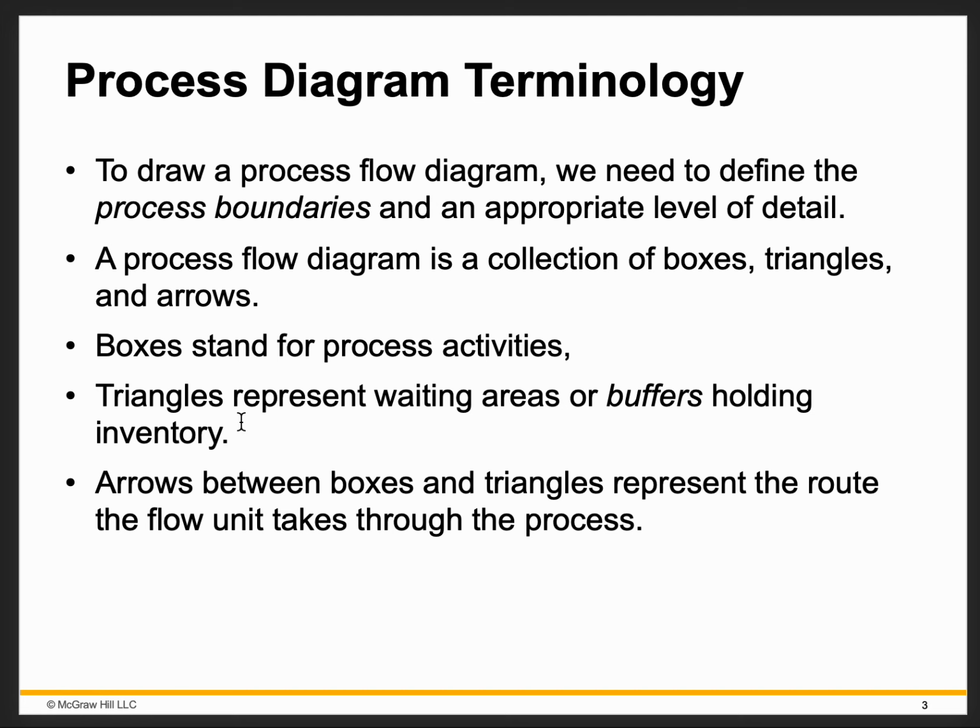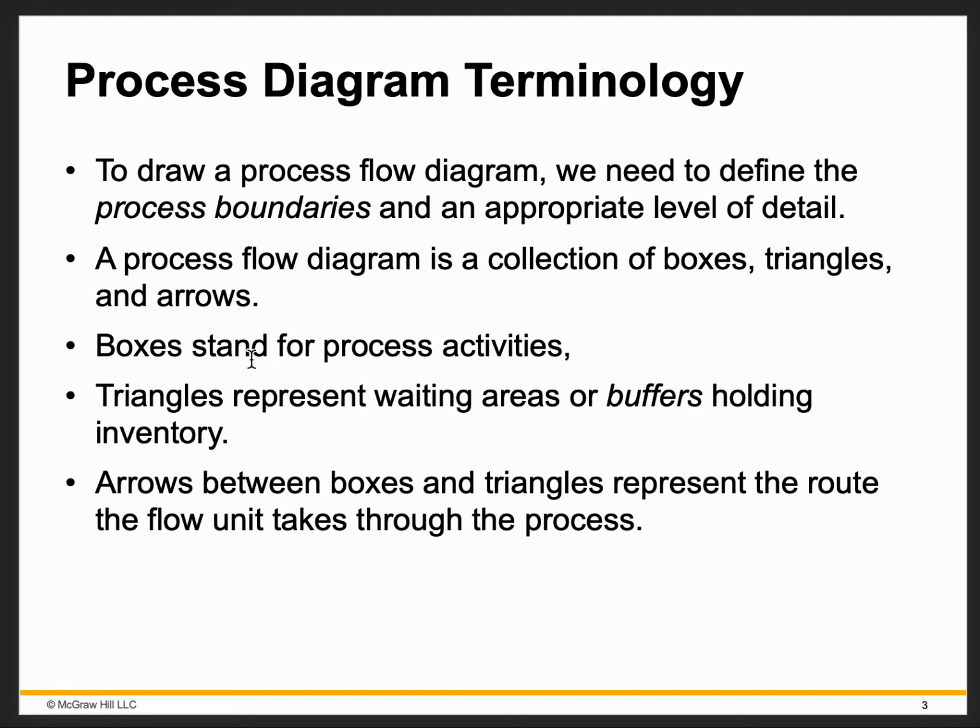Okay, so let's begin with how you analyze processes. The first thing that you always do is draw a process flow diagram. When you're drawing a process flow diagram, there are three main things that you keep track of. You either draw a box, a triangle, or an arrow. Boxes stand for actual activities within the process. Triangles represent either waiting areas or buffers which hold some sort of inventory. And finally, arrows show the direction in which the process is going to flow.